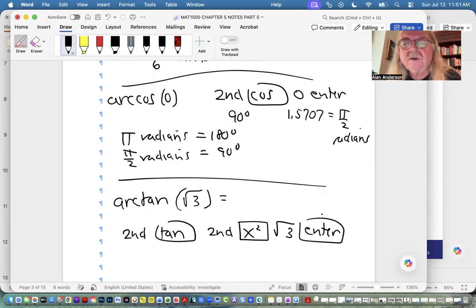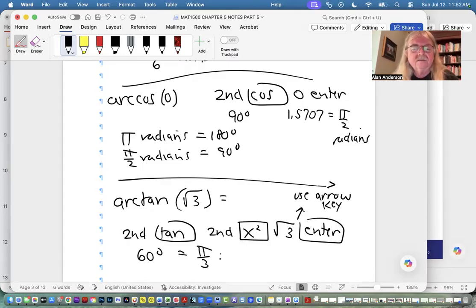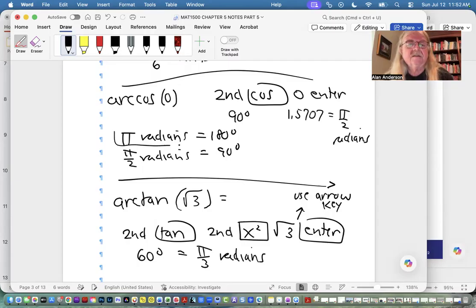The only thing you got to watch out for is after you enter this, you may have to use the right arrow key to get outside of the radical. Otherwise, it might not give you an answer. So just push it over there until it's out of the radical. So it's 60 degrees, which is, as you can see, pi over 3 radians from this relationship.